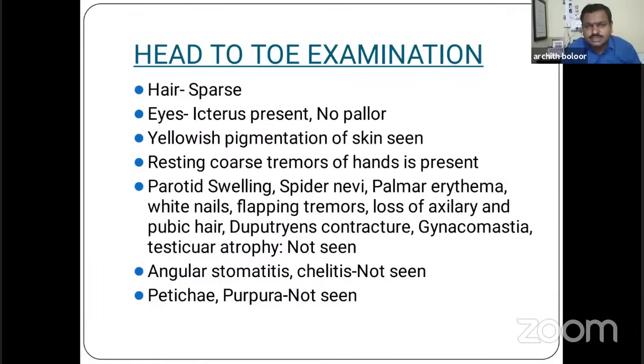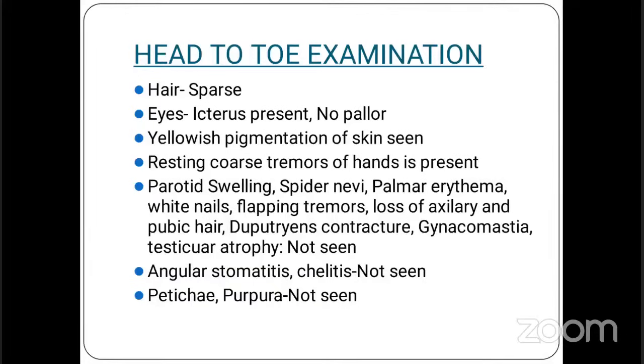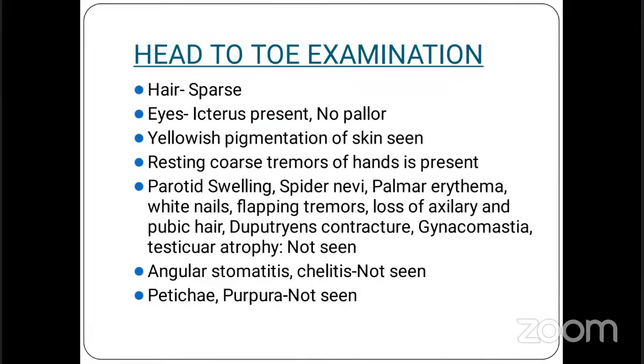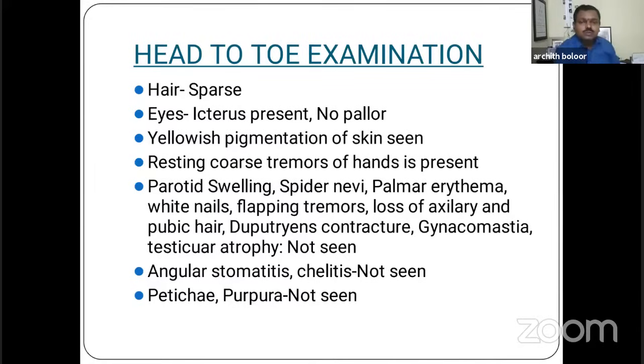Parotid swelling. What's the inference of this parotid swelling? Yes, it is seen in alcoholics. What are the other things that are specific for alcohol? One is parotid swelling, the other one is Dupuytren's contracture. So these are the two things which are classical to alcoholic cirrhosis. All the rest can be seen in other cirrhosis also.